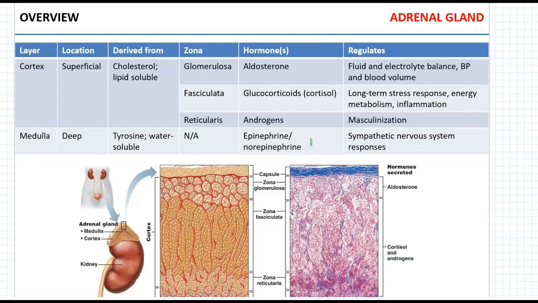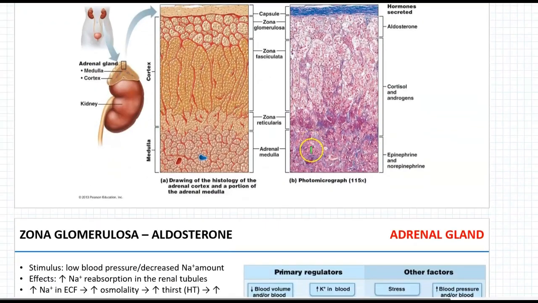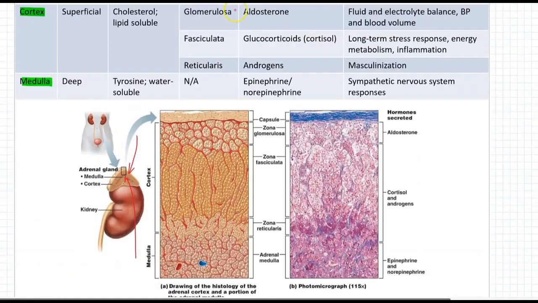So adrenal gland consists of the outer cortex and the inner medulla. So in this illustration here, you can see the inner medulla and the outer cortex. Now our conversation is going to focus only on the cortical hormones.